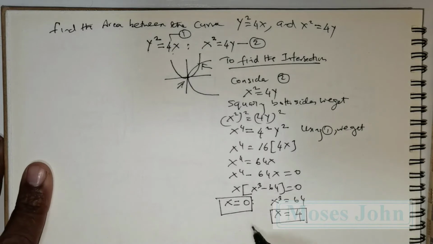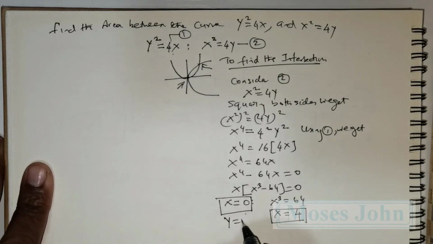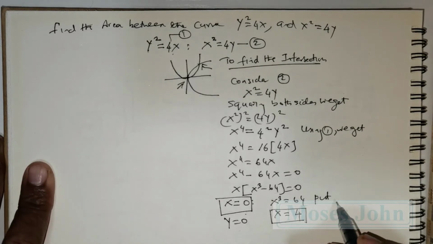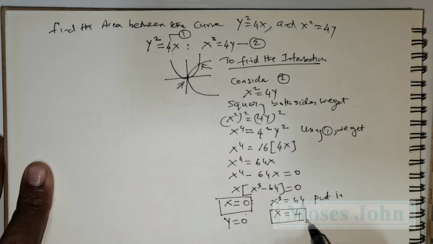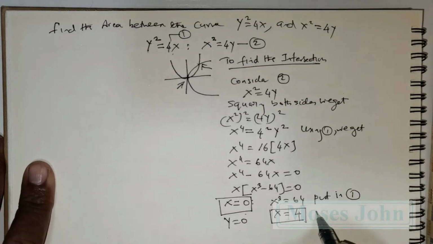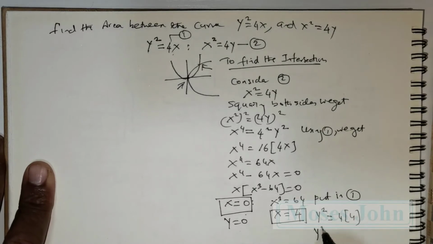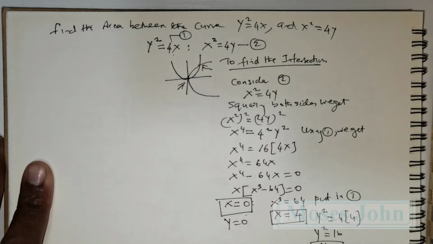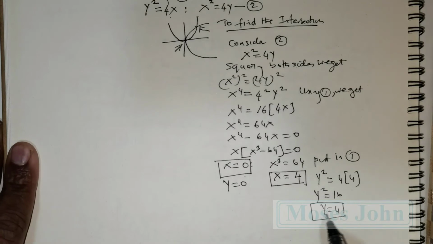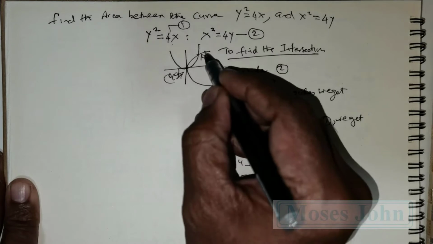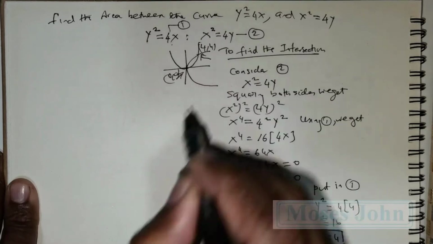Now when x is equal to 0, y is going to be equal to 0. When x is equal to 4, you need to substitute it in either 1 or 2. So you just put it in 1. That gives us y squared is equal to 4 times 4, so y squared is equal to 16, which means y is equal to 4. I'm only taking the positive side. So this is (0, 0) and this is (4, 4).